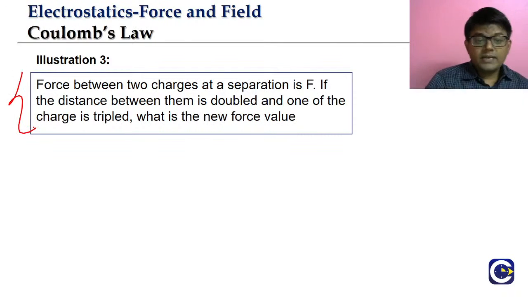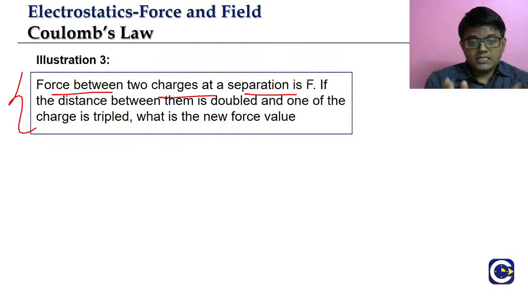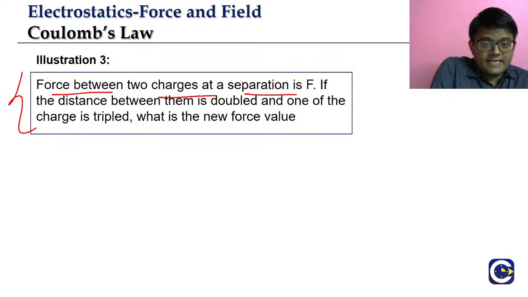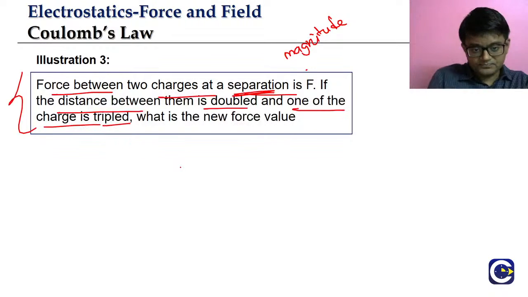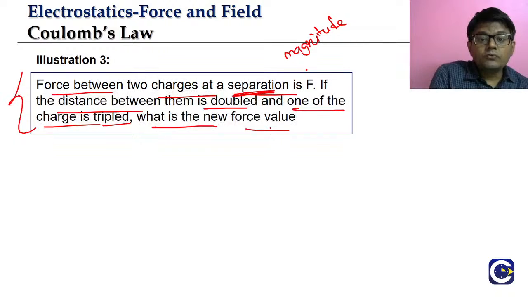All these questions are based upon the Coulomb's law expression. The force between two charges at a separation is F, which is the force magnitude. If the distance between them is doubled, and one of the charges is tripled, what is the new force value?